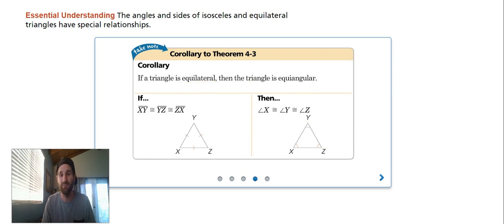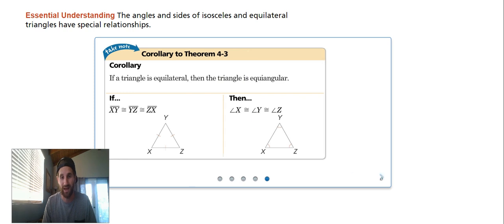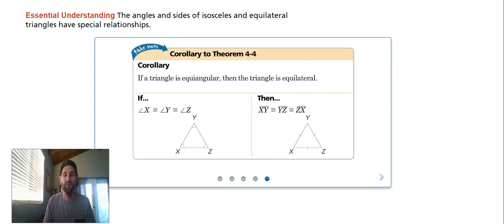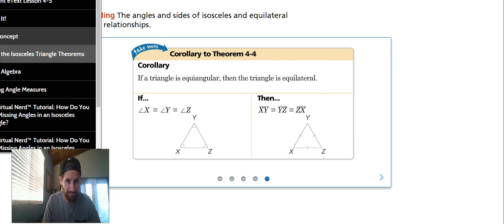And the last theorem, which you can write down, but you can do it again shorter, is the converse of that, which is if it's equiangular, then we know it's equilateral. So let's go ahead and jump into a quick example.